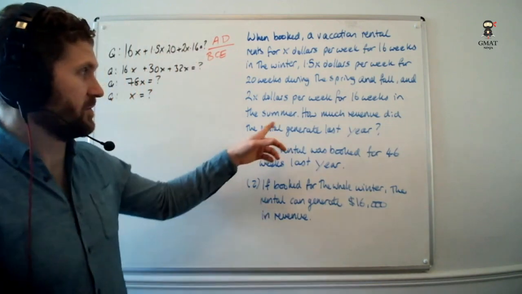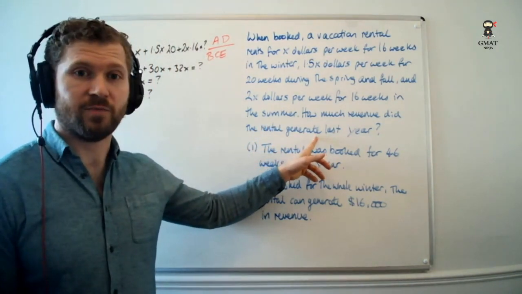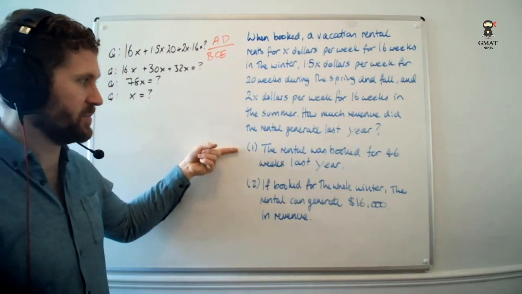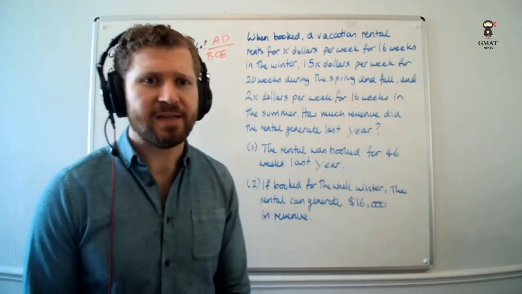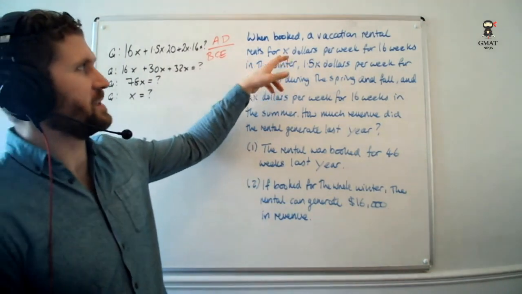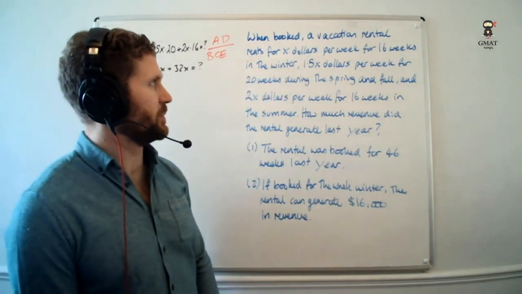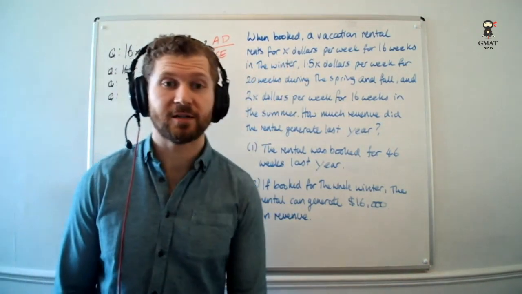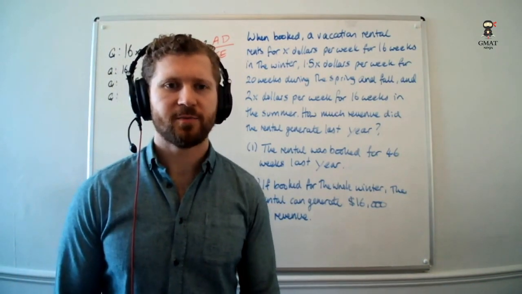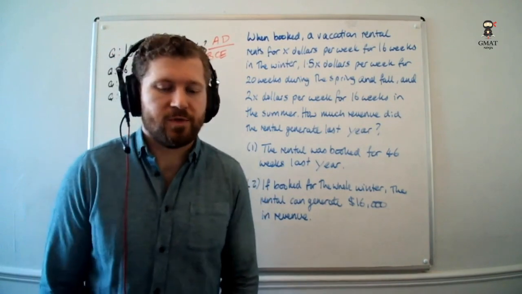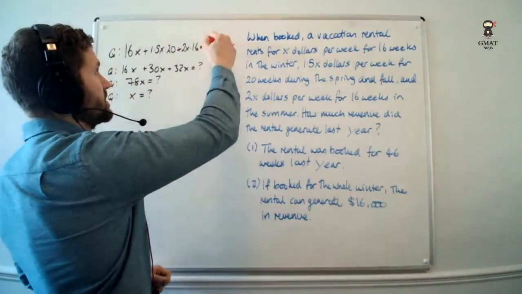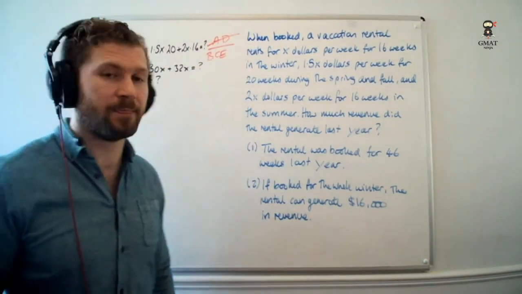Now, what we're looking for is, how much revenue did it generate? Well, let's see if we can figure that out for number 1 and number 2. So if number 1 tells us the rental was booked for 46 weeks last year, on the face of it, that might look very helpful. But as we said earlier, it's a different rate. It's X dollars a week for 16 weeks in the winter, 1.5x for the spring and fall, and 2x for the summer. This 46 weeks, how many of them were in the spring? How many of them were in the summer? We can't tell that from the information we've been given. So number 1 by itself is not sufficient, and so I should cross out A and D.